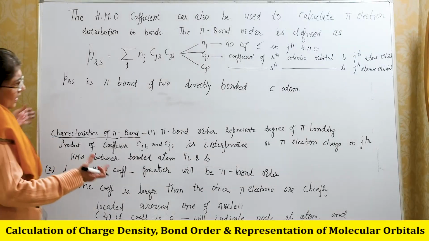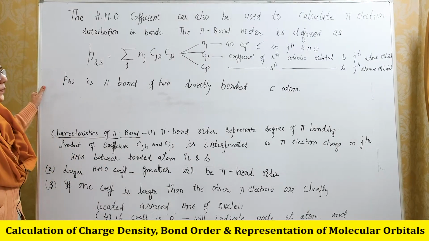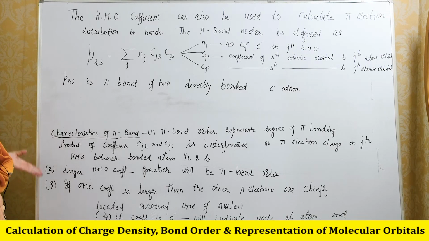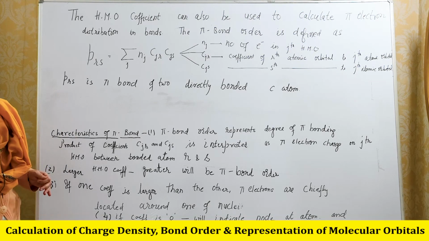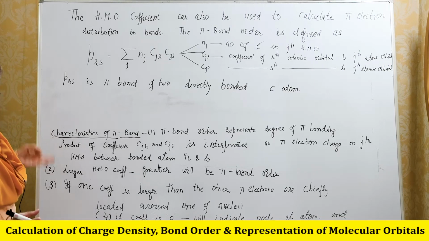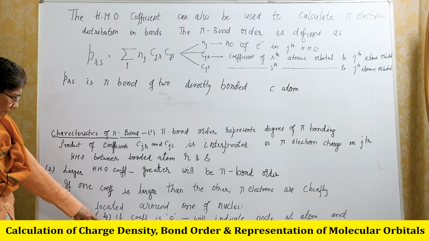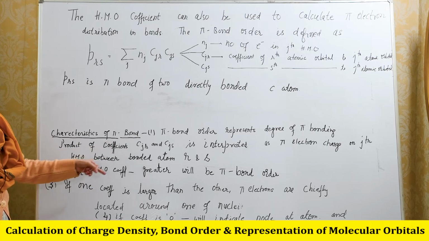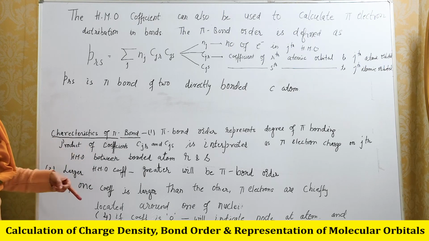Today we calculate the pi bond order for benzene, and here are some points to be noted. Please go through these points, and I will explain them when I calculate the bond order. Here I have written only 4 points, and now I will rub this and write the 5th point.